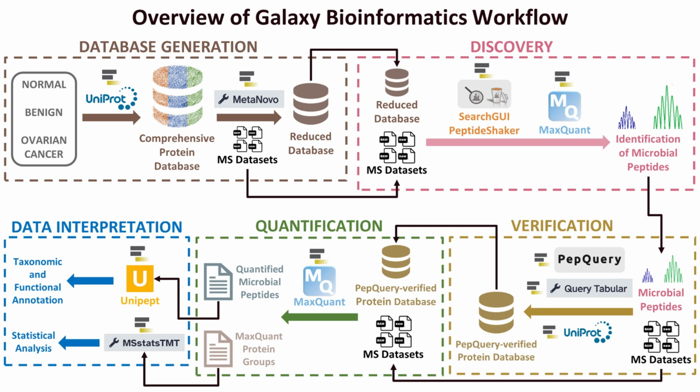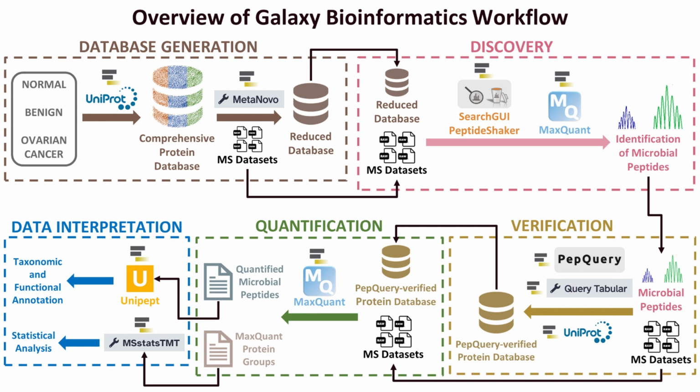Next is the verification module in the bottom right corner. In this module, we will use PepQuery 2 to verify confident identification of microbial peptides to avoid misassignment of human peptides. This is a very important quality control step that ensures the trustworthiness of our findings. We will then create a database of protein sequences associated with the PepQuery verified peptides. This verified database will help us reduce false positives when we quantify our proteins and peptides.